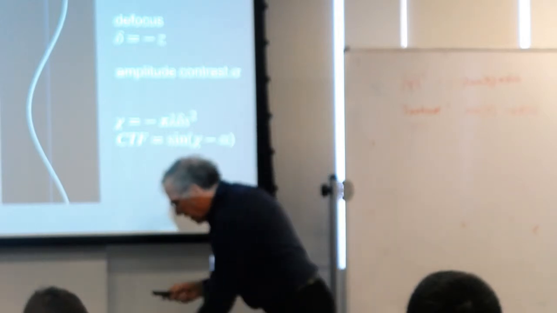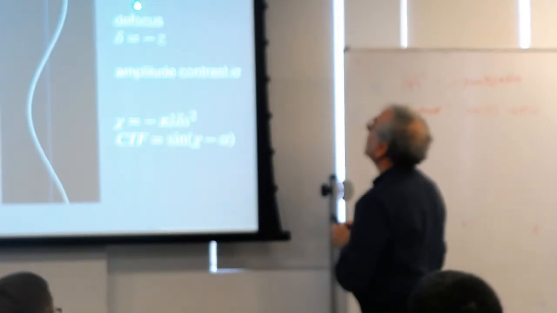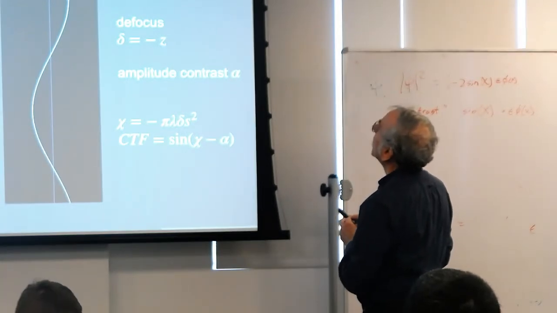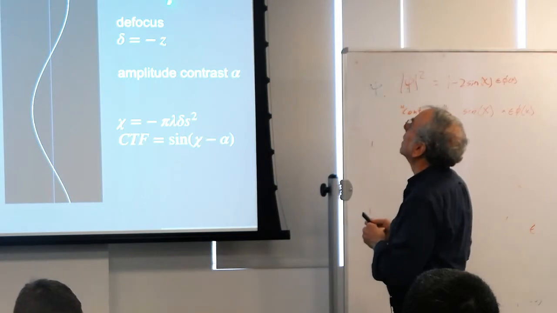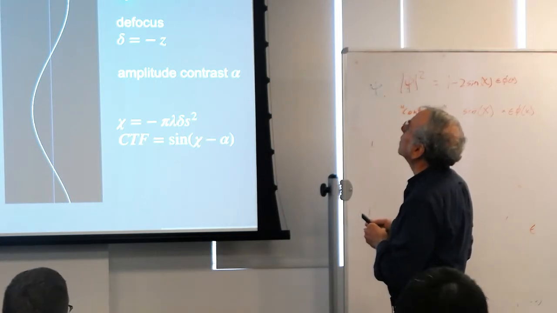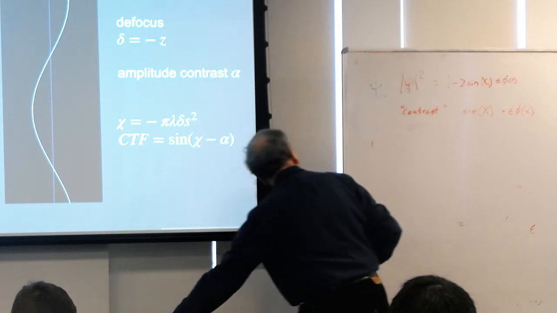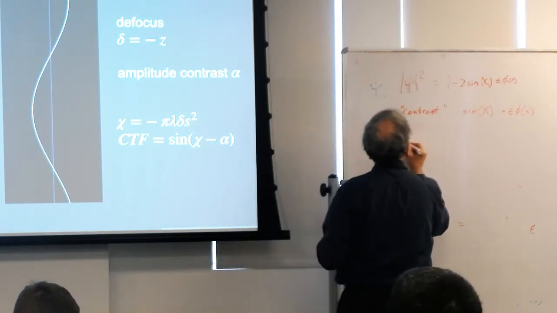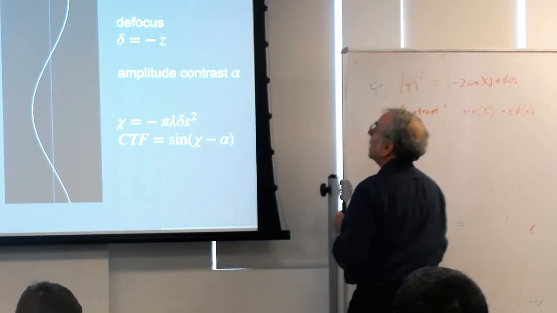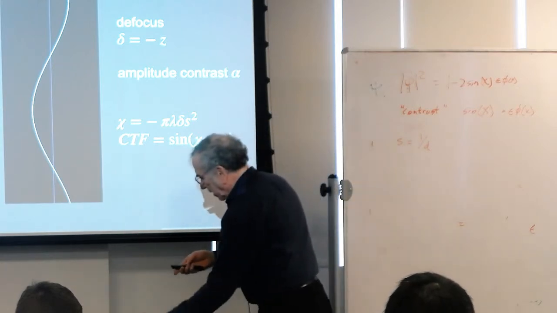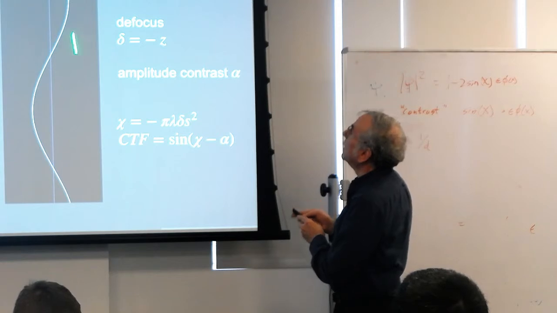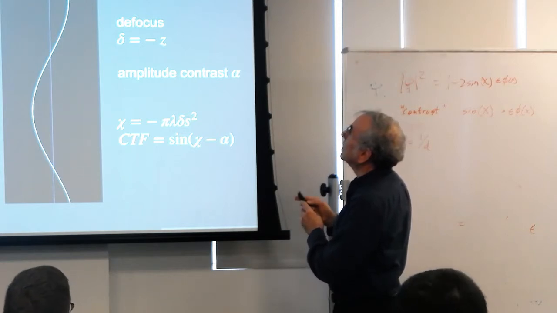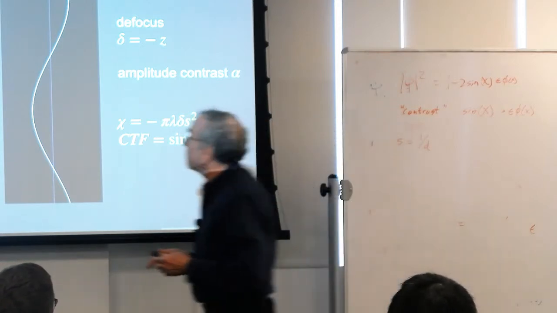Now we're going to change two things. I'm going to say, well, let's define spatial frequency as 1 over, that shouldn't be a square there. Spatial frequency is just 1 over the grating spacing. And I'm going to change and define the focus not as the distance below the specimen, but the distance above the specimen.